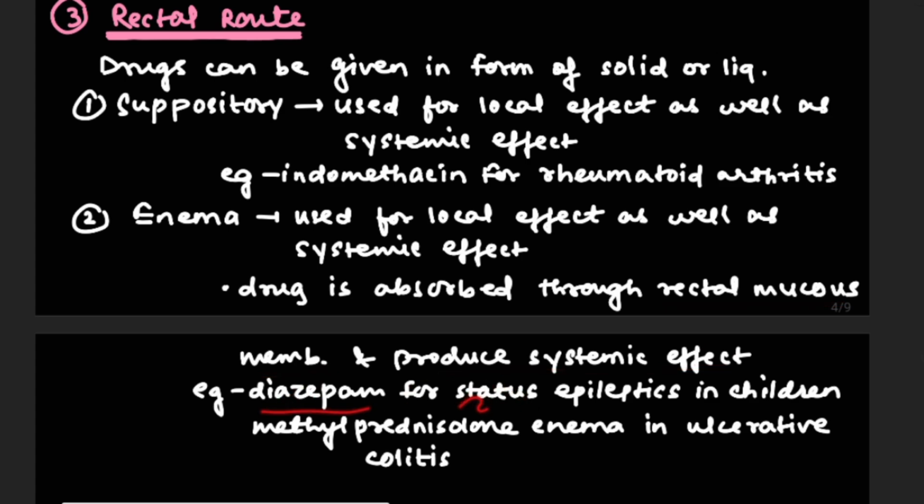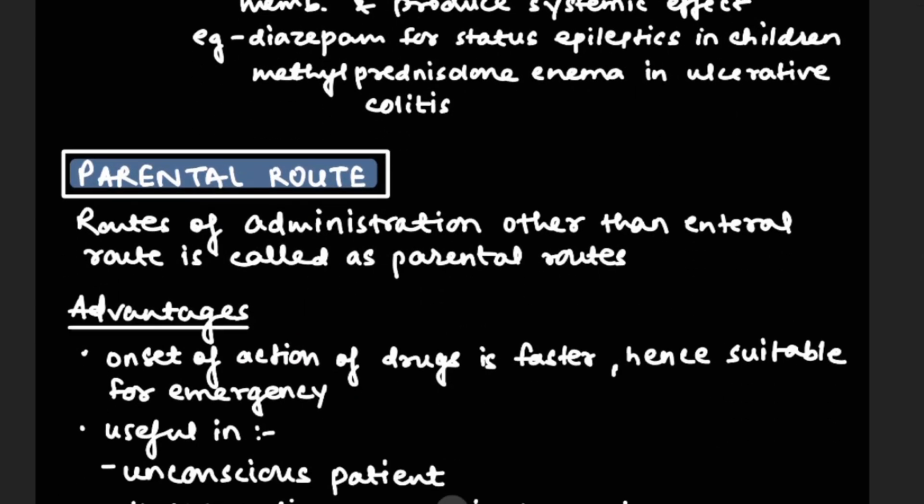An example is diazepam for status epilepticus in children, and methylprednisolone enema in ulcerative colitis. So these three were the routes of the enteral route. Now we will see about the parenteral route.